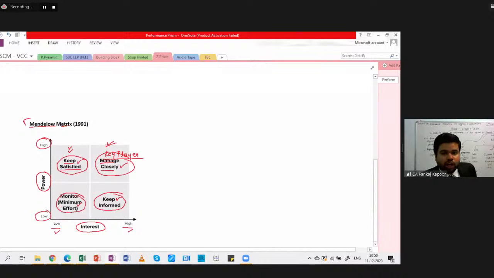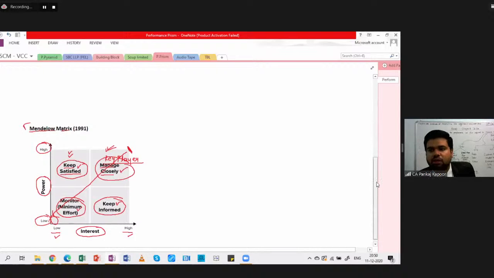So you need to start with this side. Start considering stakeholders from here and then slowly move to this side. Consider them at the last. Okay. So if you can't consider all the stakeholders, you know which of the stakeholders is important to consider with the help of the Mendelow matrix. Now come back.